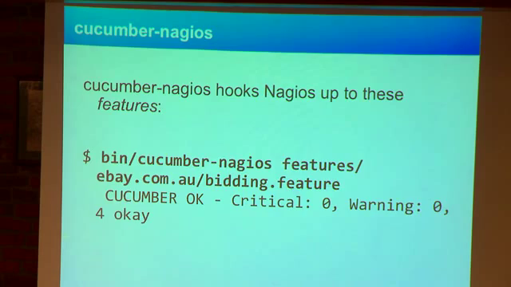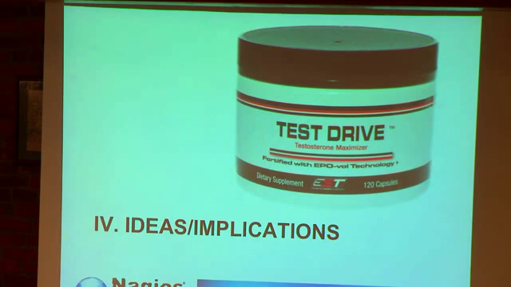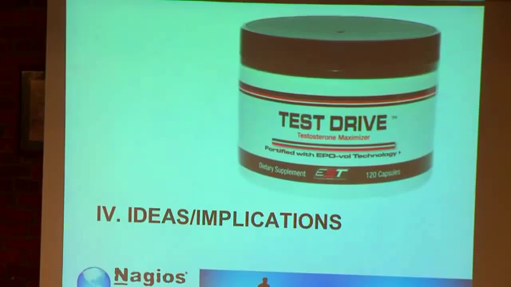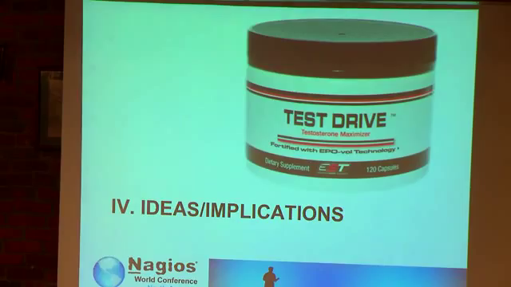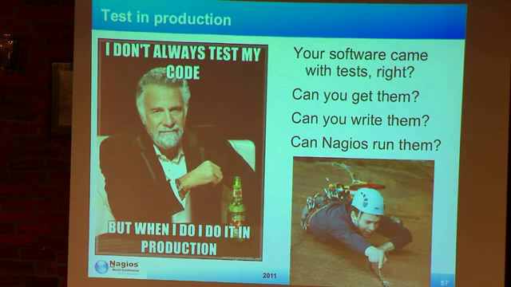So finally, where do we go from here? Where do we take this idea? I have a lot of ideas. I haven't had time to implement all of them yet, but one thing I think we could do a lot more is test in production. We can reuse the tests that we've written during development as monitoring tools. And by bridging this gap, we can hopefully make our Nagios network monitoring for production apps aware of more of the application.